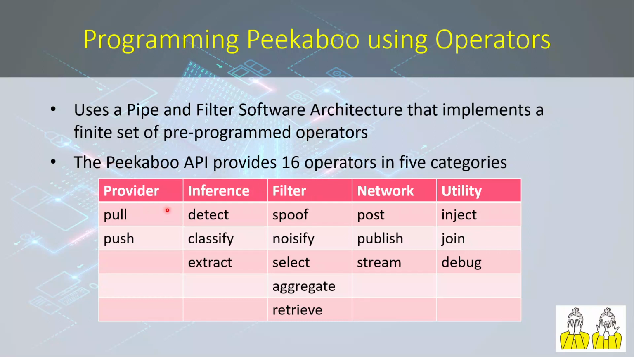The first category, the provider category, basically is associated with getting data from the device. The inference category involves basically collecting or detecting and isolating features in that data. The filter category involves either removing unnecessary or sensitive information or hiding that information. And of course, the network category involves posting the refined data into the cloud. The utility category is primarily for debugging, or in some cases, if we have a more complex app, the join operator tends to be used.